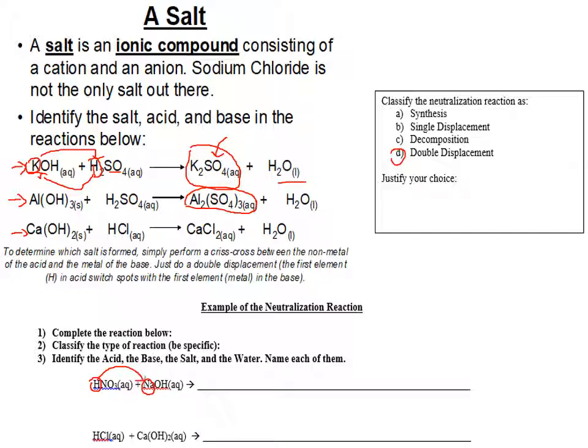Make the H go where the metal was, make the metal go where the H was. So you end up with some H2O. And then the crisscross between the metal and the non-H part of the acid. So you're doing a crisscross between sodium and nitrate, which gives you NaNO3. For the most part, the salt is going to be aqueous, and the water is going to be in its liquid form.